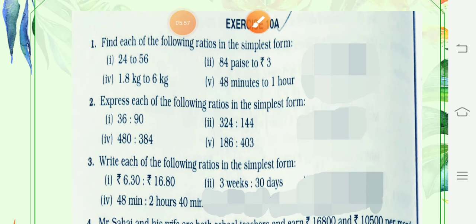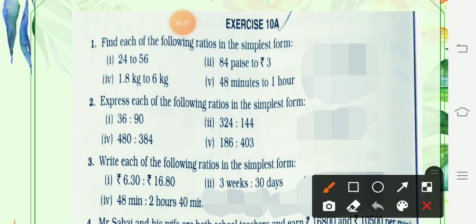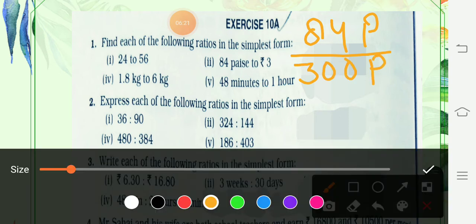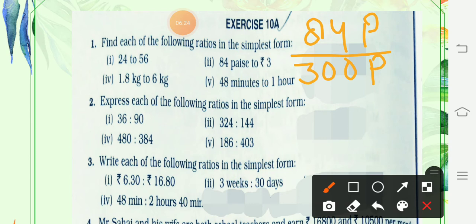Question number 1, second option. 84 paise to rupees 3. As everybody knows, 100 paise makes 1 rupee. Now I'm writing here 84 paise upon rupees 3. I'm converting it into paise, 300 paise. Now we are observing, as ma'am said, that units cancel. So this paise to paise will cancel.